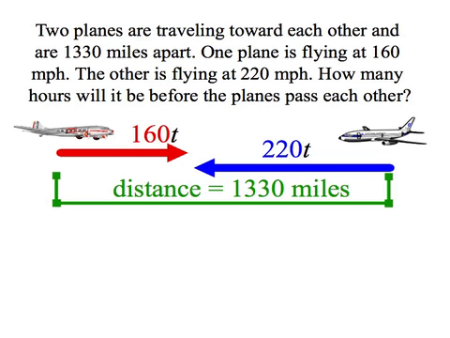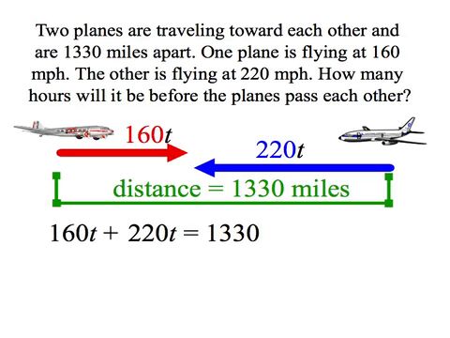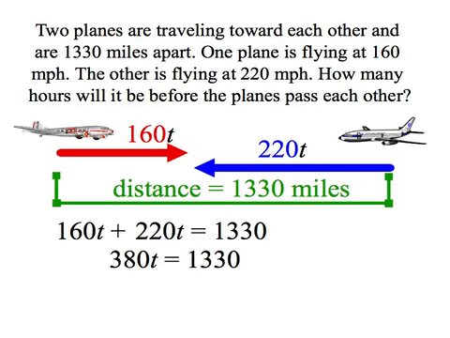And it's implied in this problem that they're starting at the same time, so the times for each plane is the same, so we replace the t sub 1 with a t. And we've now narrowed this down to just one variable, and here's our equation. The distance of the red plane, 160t, plus the distance of the blue plane, 220t, is their combined distance, 1,330 miles. We combine like terms to get 380t equals 1,330, and I suggest a calculator for this one.